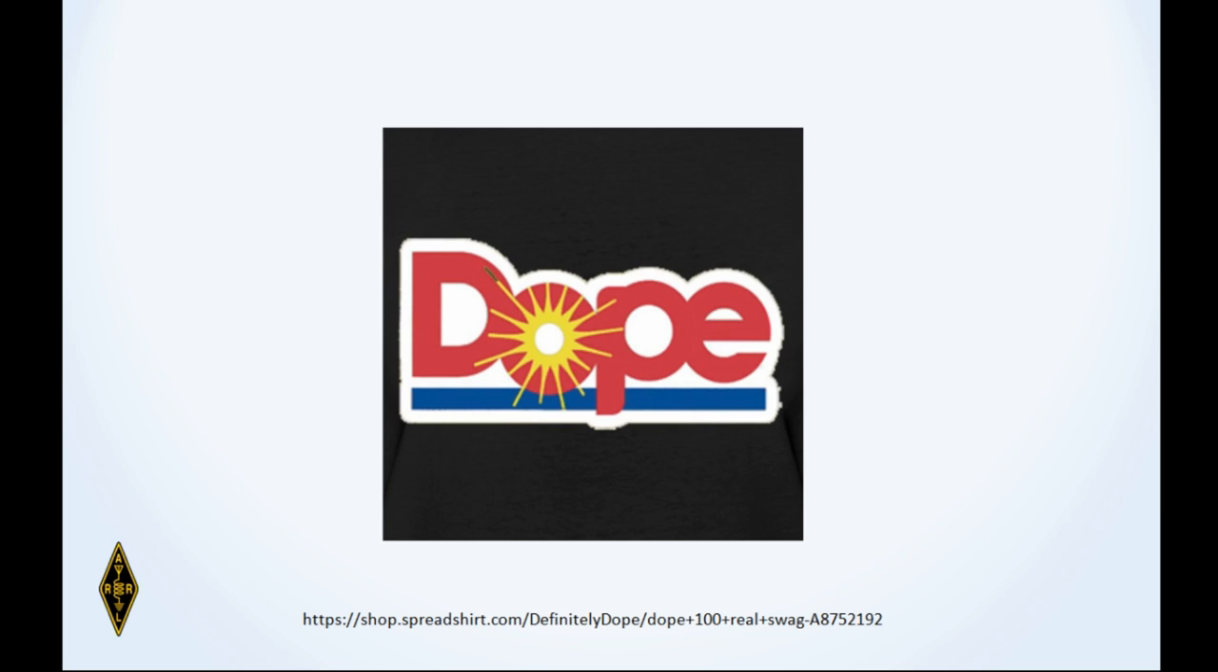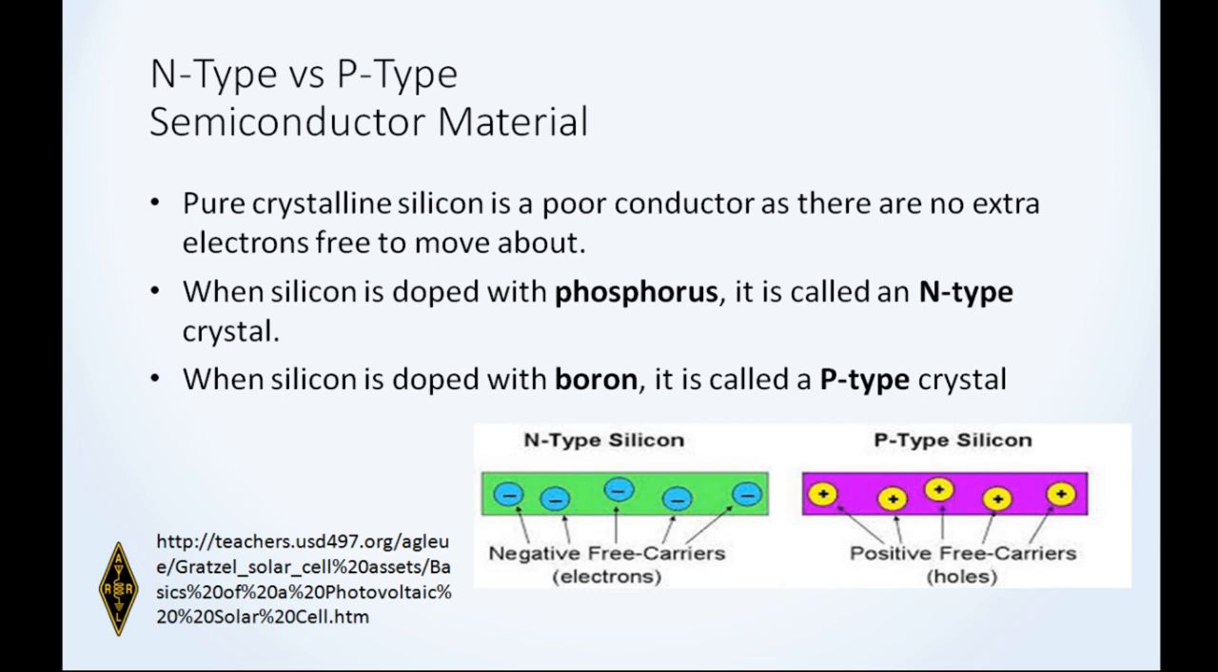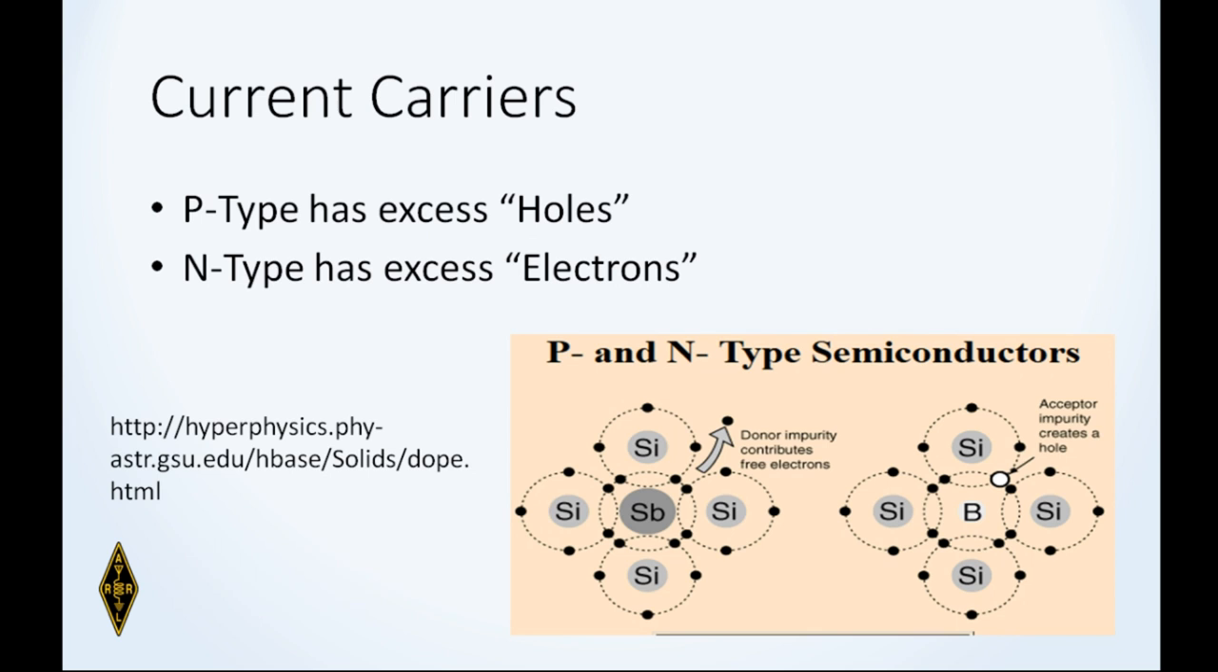You do this and you either add an additional electron or you add an additional hole or holes to the matrix. If you're adding additional electrons to a material, that's called n-type. If you're adding additional holes, and I have a diagram here, that's called p-type. So pure crystalline silicon is a poor conductor, but when silicon is doped with phosphorus, that's n-type, additional electrons, and when it's doped with boron, that's p-type, additional holes. P-type holes and n-type electrons provide current carrying capability and allow the semiconductor to actually carry a current.